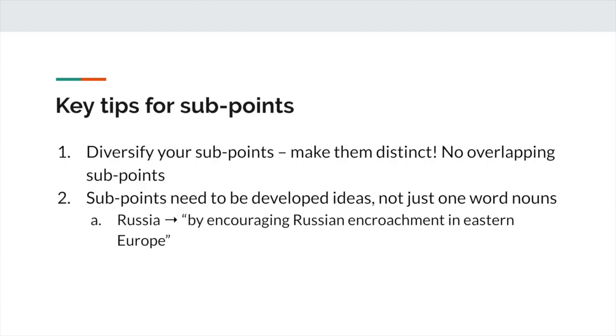Now here were her 3 subpoints about how Trump will diminish our long-term influence. First, by letting China take the lead on free trade. Second, by withdrawing from the Iranian nuclear deal. And third, by encouraging Russian encroachment in Eastern Europe. Notice how those are fully fleshed out ideas.